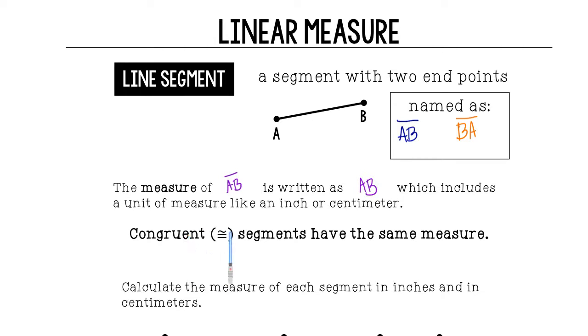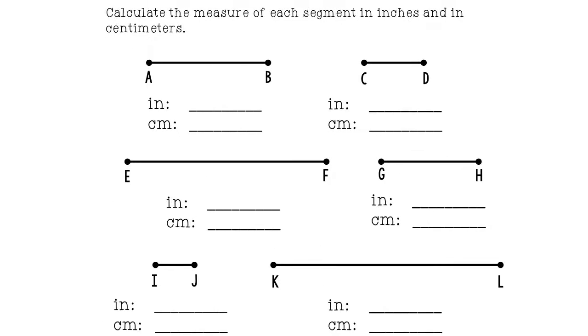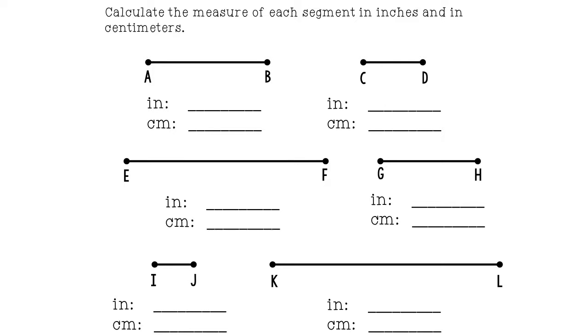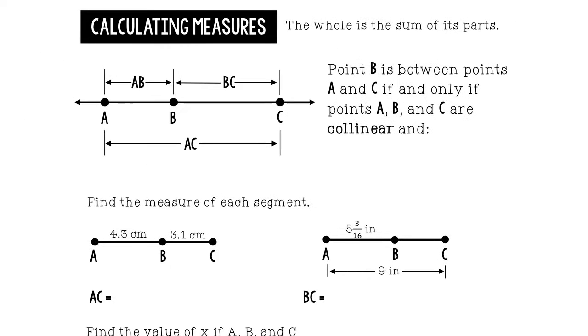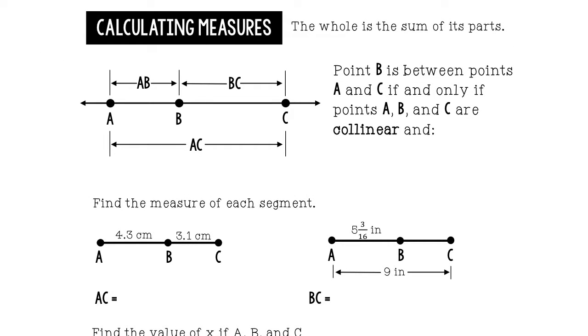Here's an important part for today. Congruent, we write like that. Segments have the same measure. So if two line segments are congruent, they have the exact same measure. You'll notice that down here below, I'm asking you to calculate the measure of these segments. We're totally not going to do that because you should know how to do that before you get to high school. We are going to talk about calculating the measures of line segments.